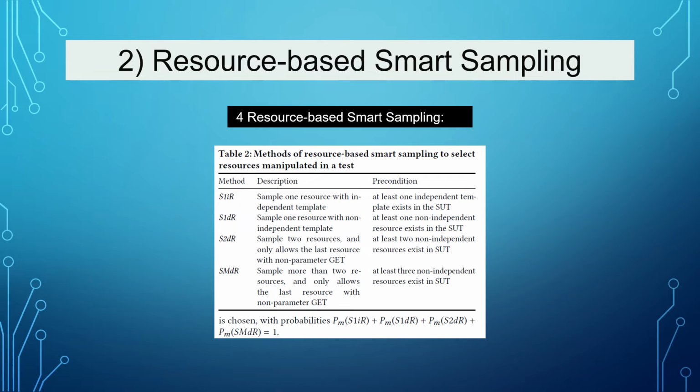S2dR is sample two resources and only allows the last resource with a non-parameter get. The precondition is at least two non-independent resources exist in the system under test. SMdR is sample more than two resources and only allows the last resource with a non-parameter get. The precondition is at least three non-independent resources exist in the system under test. The probabilities of all these methods add up to 1.